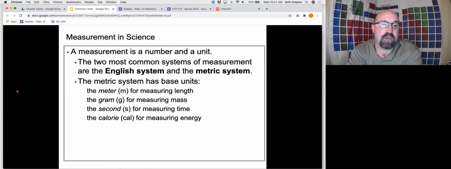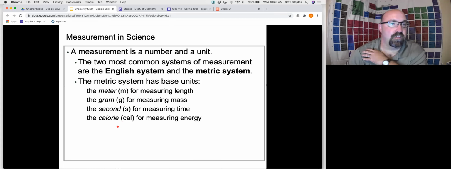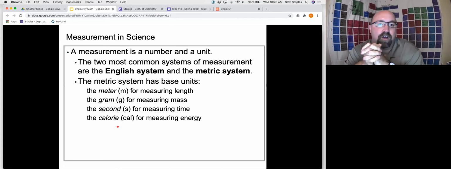And so in the metric system in general, we're going to be working with various base units. Anytime we're working with length, we'll be measuring in meters, mass measured in grams, time measured in seconds. And when we finally get to energy, the base unit is the calorie, although we'll be working with something known as the joule quite a bit as well. We'll be looking a lot at meters and grams, and then also volume, which is not on this slide. The base unit for volume is going to be liters that we will work with.